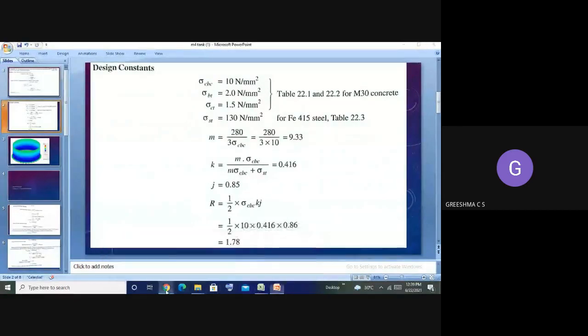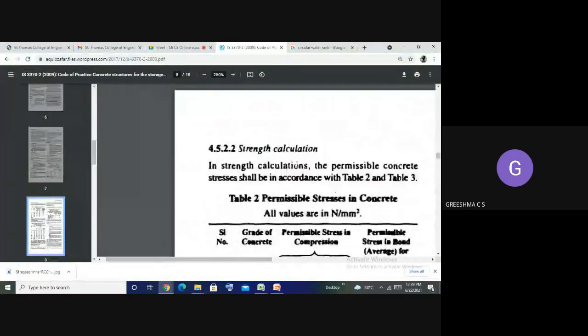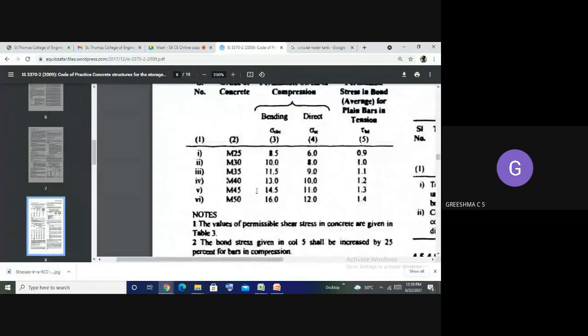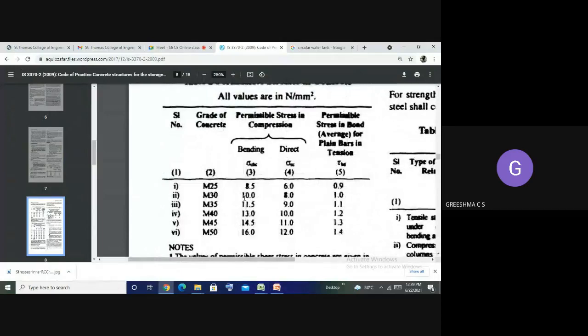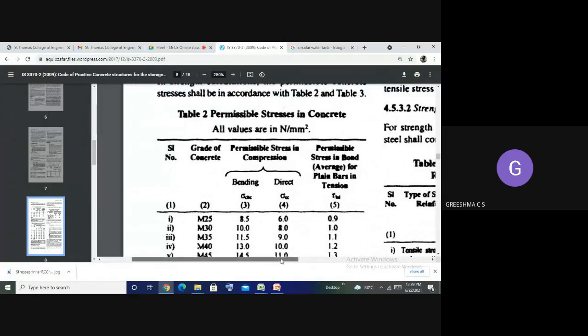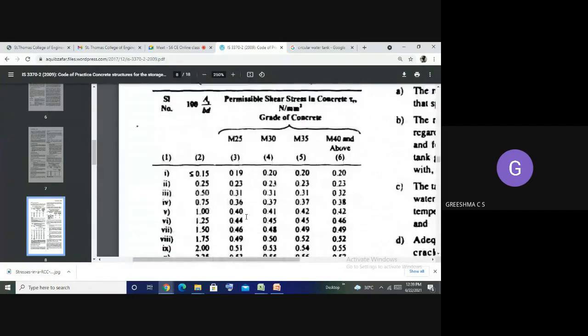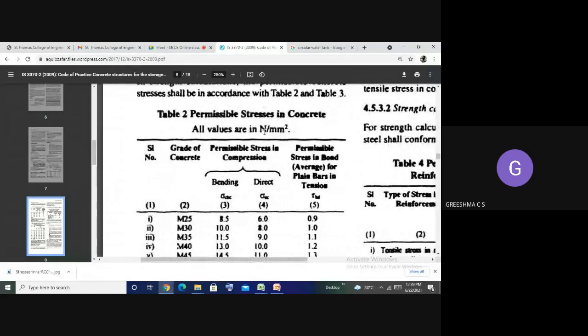Now coming to the next one, next page, that is in page number 3, you can see one more table, that is table 2. Table 2, that is permissible stress in concrete. Okay, so here they have mentioned the permissible stress in compression. You can see here they have given the value.